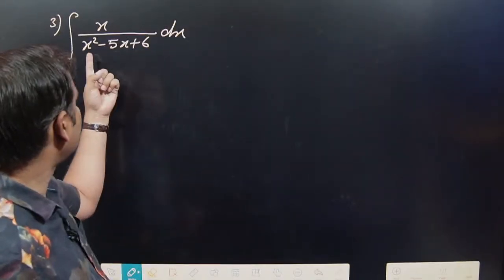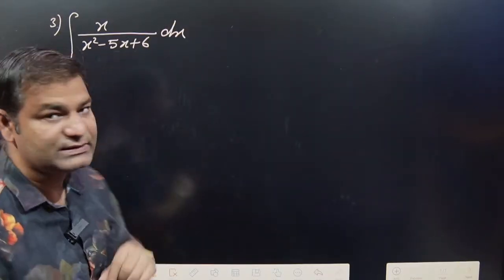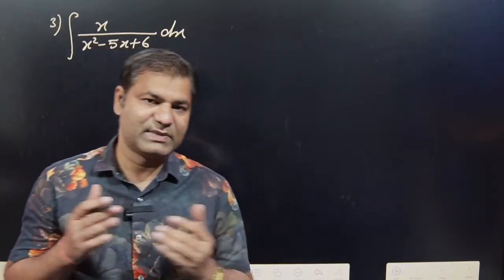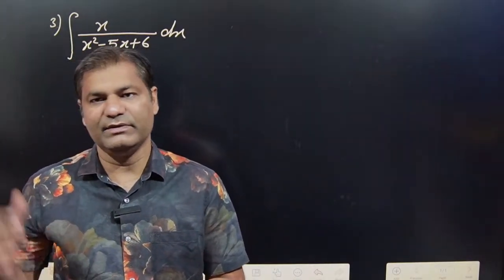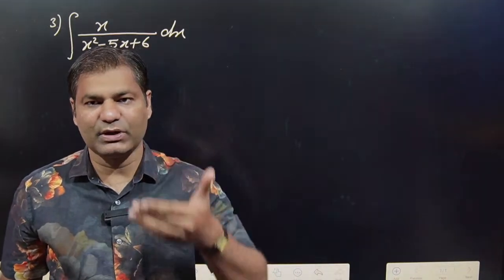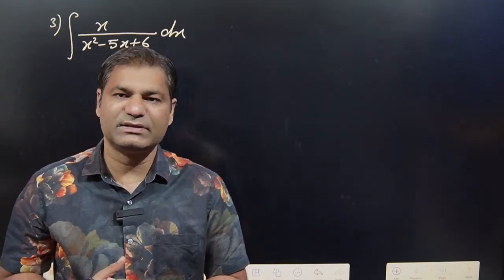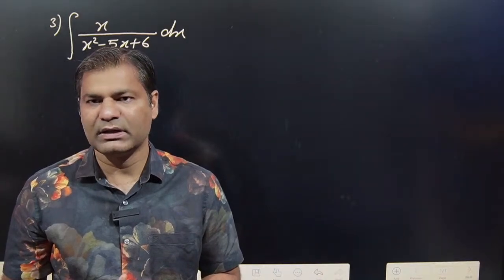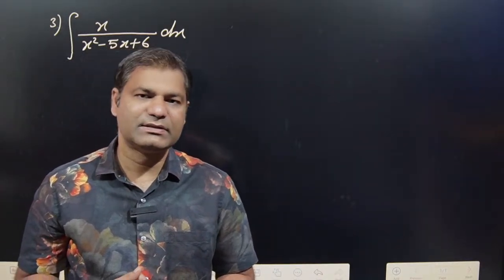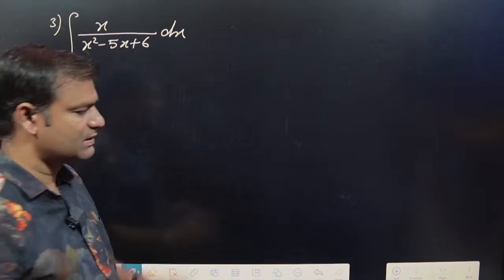Here x square minus 5x plus 6 is written as x minus 3 into x minus 2. So finally we can say the function is x upon x minus 2 into x minus 3. Then after that focus on partial fractions. Otherwise you can solve it by this procedure.